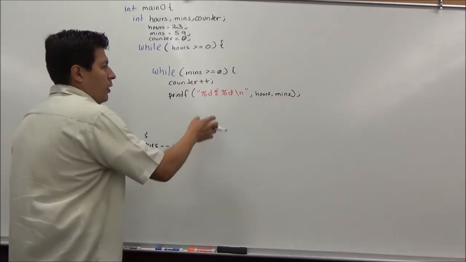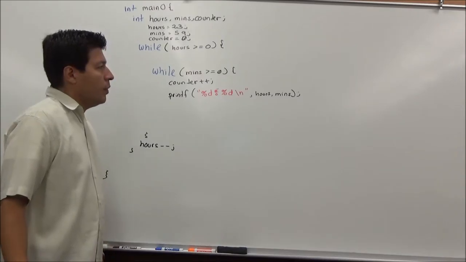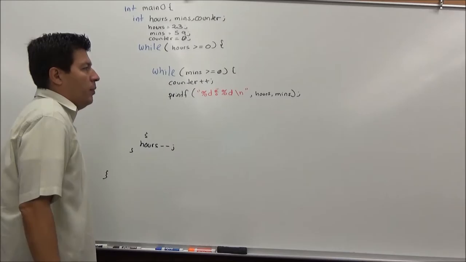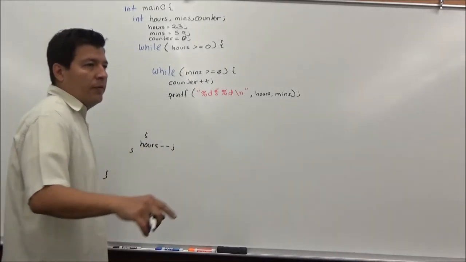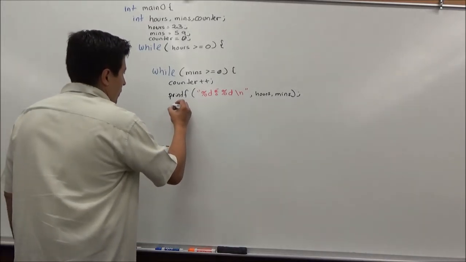for now, it's going to look funky because if I have 1 hour and 1 minute, it's going to be 1, column 1 instead of 0101. I will fix the formatting in a minute. And then I decrement the minutes.